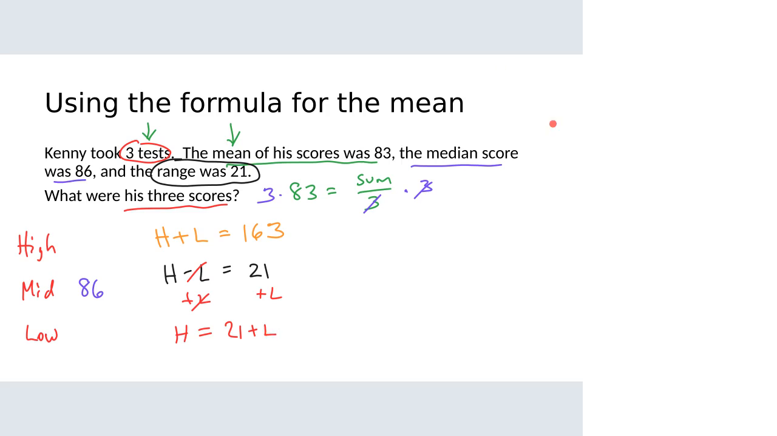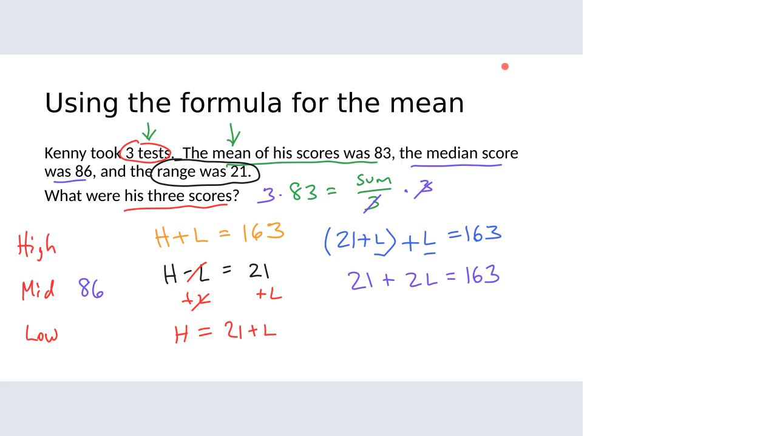And then what I'm allowed to do here is say, well, wait a minute, since H and 21 plus L are exactly the same thing, I can take 21 plus L and put it in that other equation where the H is. And that's exactly what we're going to do. We're going to say, instead of H plus L is 163, we're going to say 21 plus L plus L is 163, and we're going to solve that one. I've got like terms in here. That L and this L, I can go ahead and combine those. And so 21 plus 2L is 163.